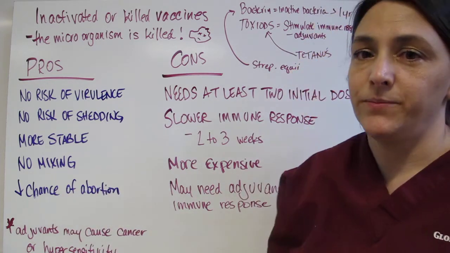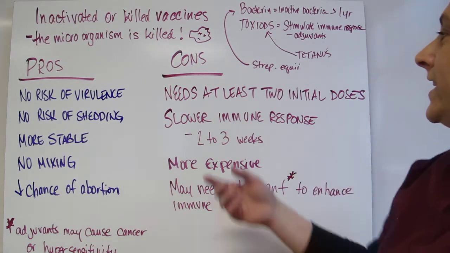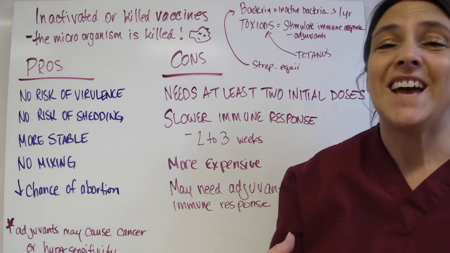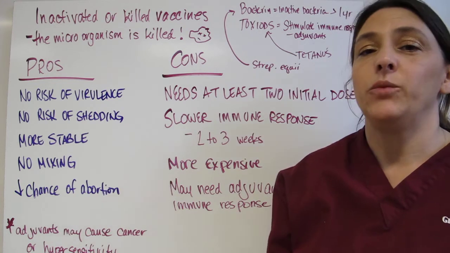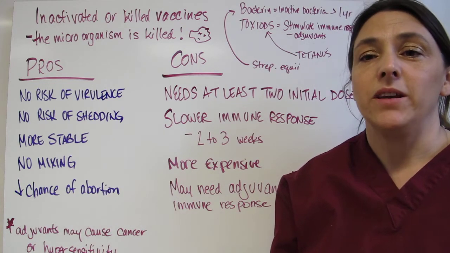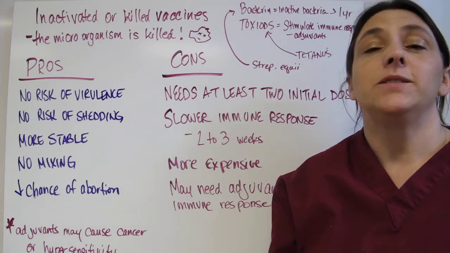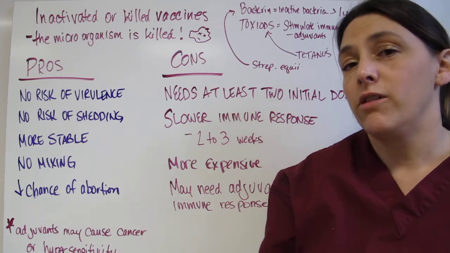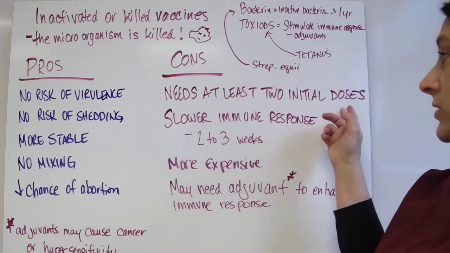Now the cons. The cons of using a killed vaccine are that it needs at least 2 initial doses, and these doses need to be at least 10 days apart. With the rabies vaccine, we give a dose at 16 weeks, then we give a booster dose at a year, and then depending on the state you're in, you may not need to vaccinate again for another 3 years. But again, there are the 2 initial doses there.